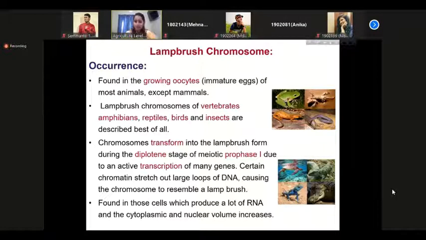So some cells need a lot of mRNA. That's why they produce the loops and the lampbrush structure to produce lots of mRNA. And due to this, for producing these lampbrush shapes and the mRNA, the cell size or nucleus becomes big, because the lampbrush chromosome is a giant chromosome. If there is something giant inside the nucleus producing a huge amount of mRNA, then the nucleus increases in size compared to the normal structure.